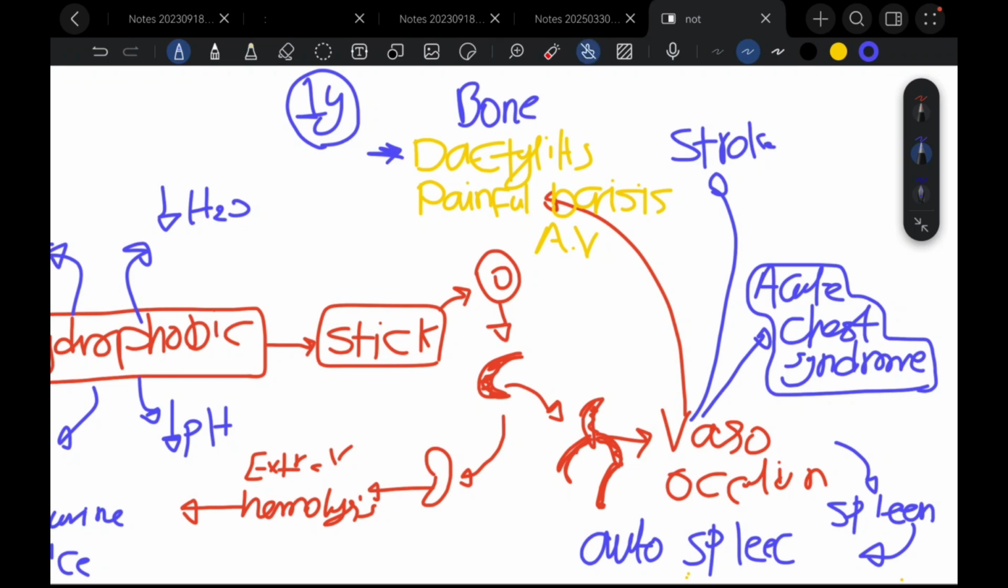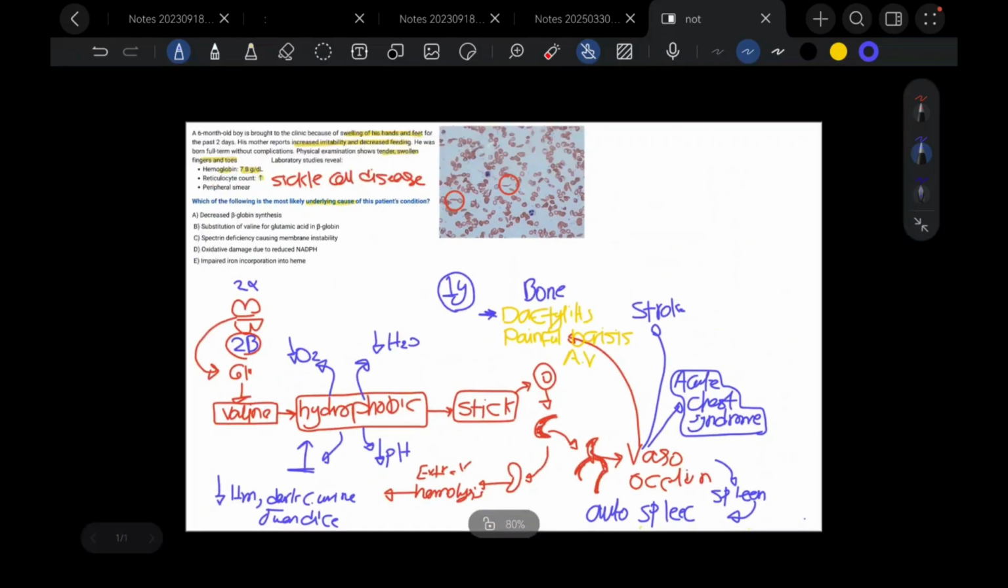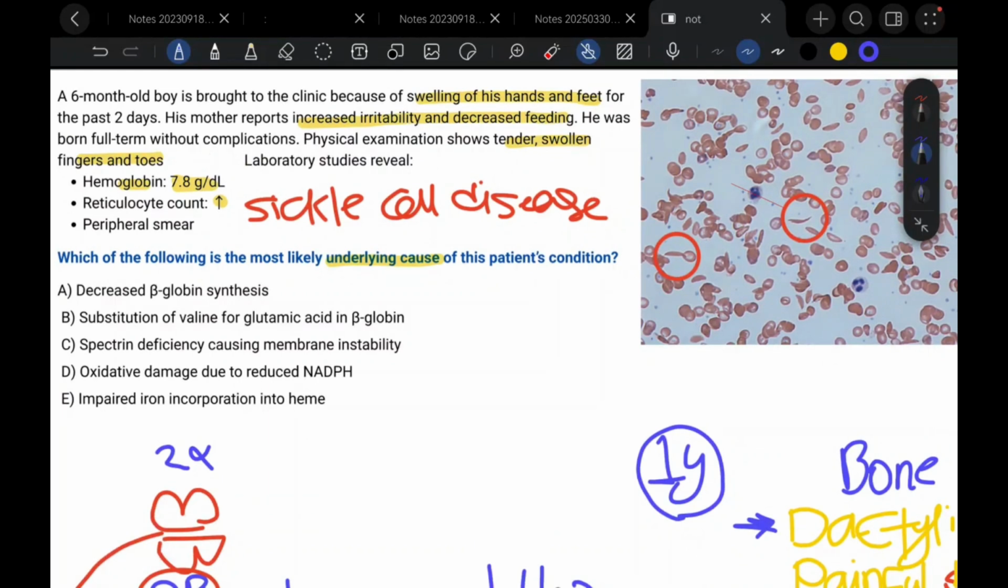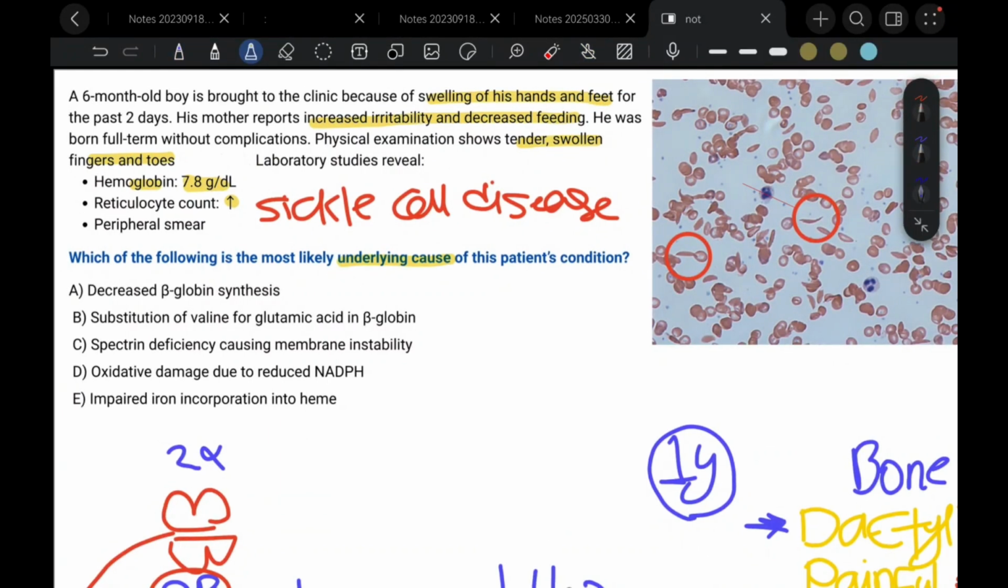So if we get back to our case here, guys, we will find that choice B, which is substitution of valine for glutamic acid in beta globulin, is the right answer of our case here. And also, guys, before we discuss the other wrong answers, I want to tell you something about sickle cell disease, okay? So let's get here.